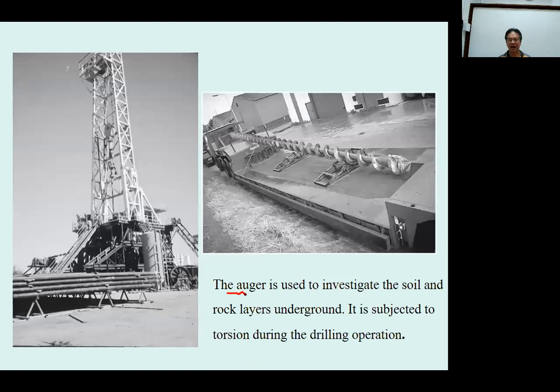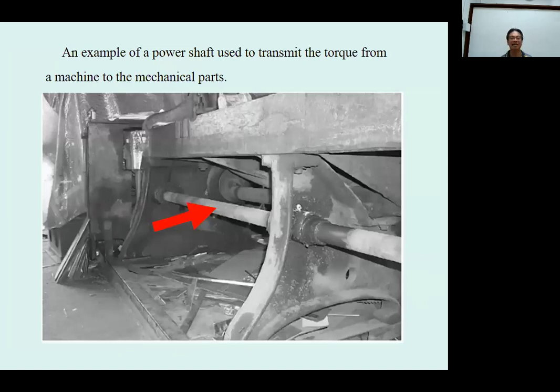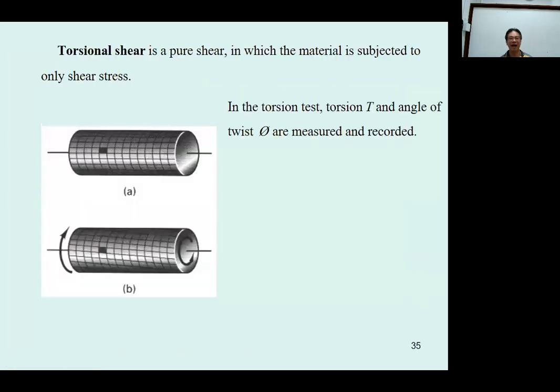And then this is an example. This auger is used to investigate the soil and rock layers under the ground. This kind of structural member is subjected to torsion during the drilling operation. If you drill the rock for 50 meters and then the shaft here fails, that is going to be a bad thing, and you will have to drill again. So the shaft must be very strong when you drill the rock. And there is another shaft, our shaft here, which transfers the force from the engine to the other parts of the machine. And the torsional test is considered a pure shear test.